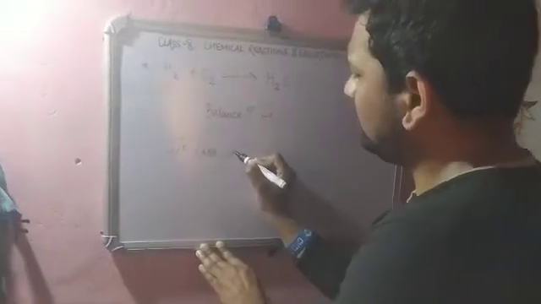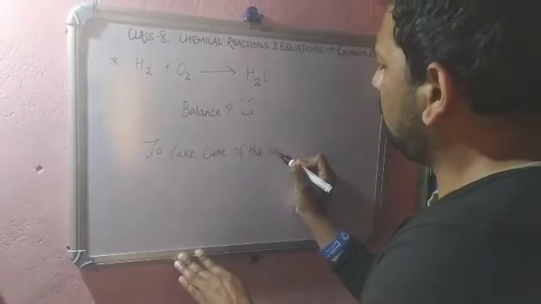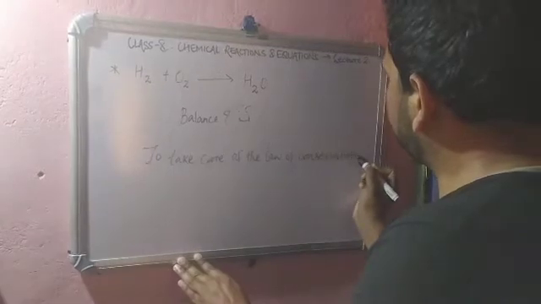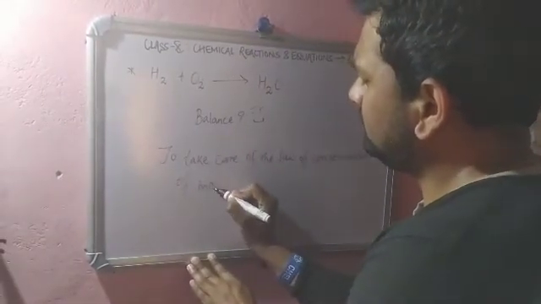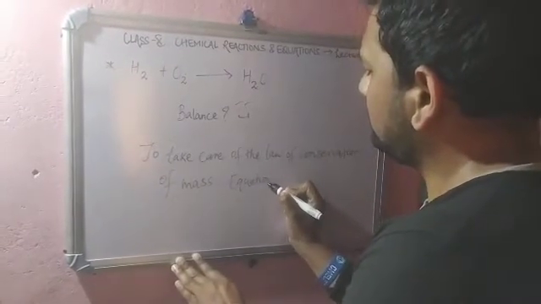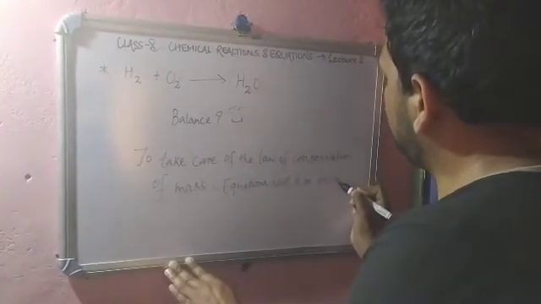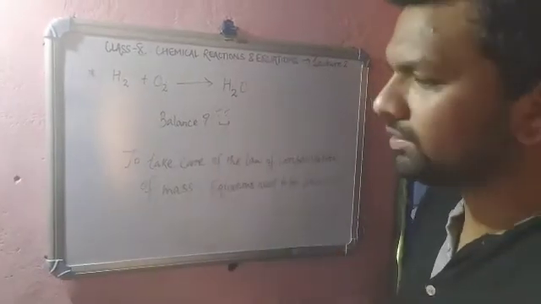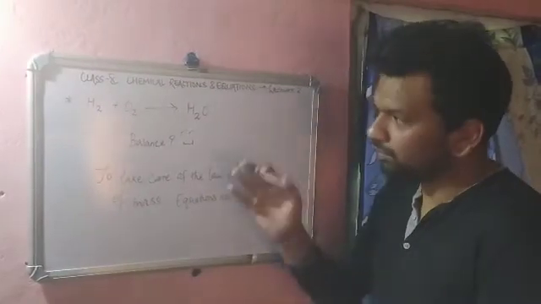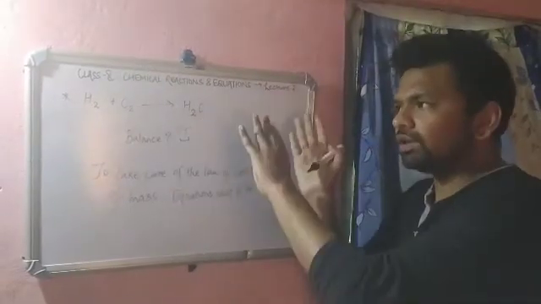So to take care of the law of conservation of mass or matter, equations need to be balanced. If we don't balance the chemical equations, it will be against the law of conservation of mass, which says matter, or mass, can neither be created nor be destroyed. It can just be changed from one form to another, hydrogen and oxygen to water in this case.